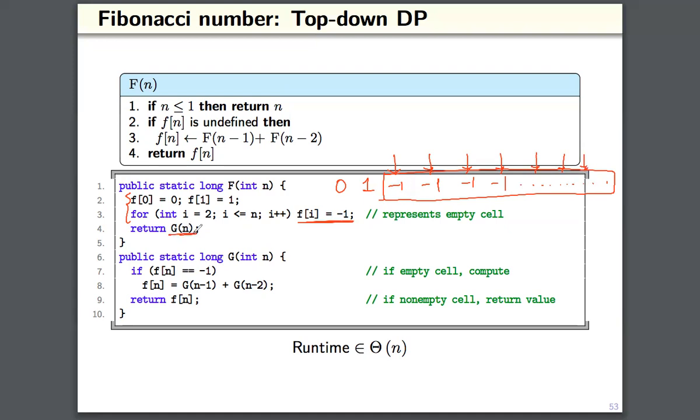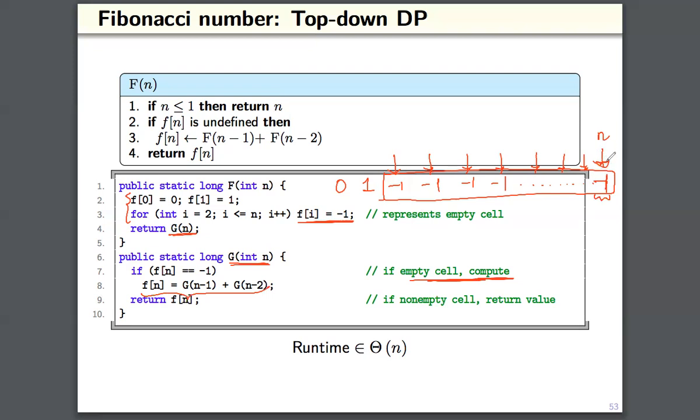Okay, next, return g of n. What does g of n do? If the cell is empty, not yet computed, that means if you are calling that subproblem for the first time, right? Why is it -1? Now suppose you call g of n here, right? The index is n. If you're calling this for the first time, compute it. That means if the cell is -1, compute it, right? How do you compute it? Recursively call the other two subproblems, g of n -1, g of n -2.